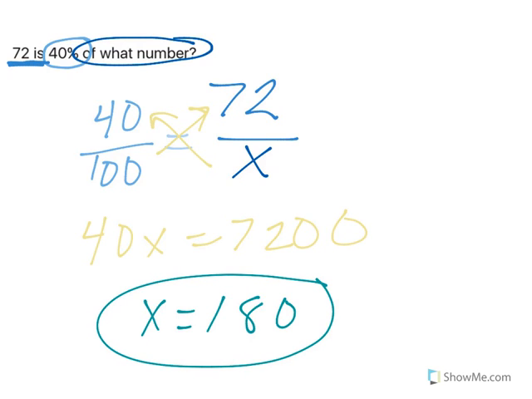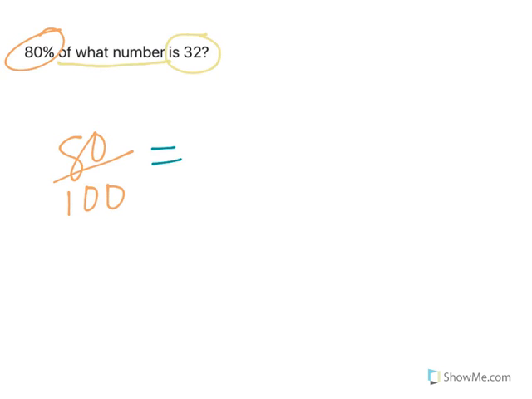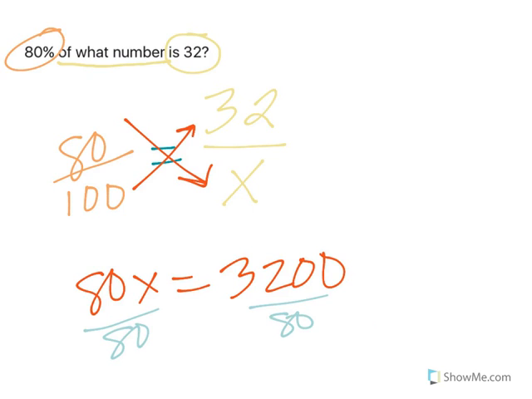So the process is the same for each one of these problems. Next, 80%. As soon as you see that percent, it goes over 100. Equals, I see "of what number is 32." Is over of. Cross multiply. 80 times x equals 100 times 32. Divide both sides by 80, and I get a value of 40.